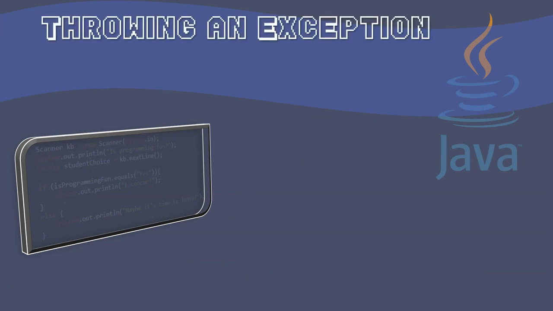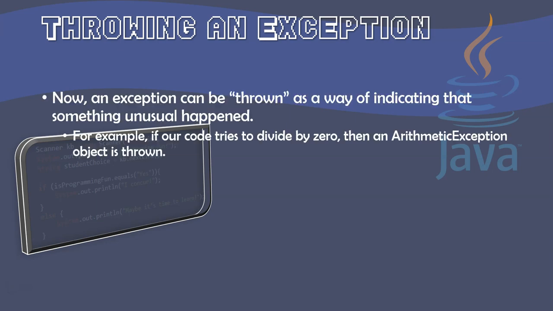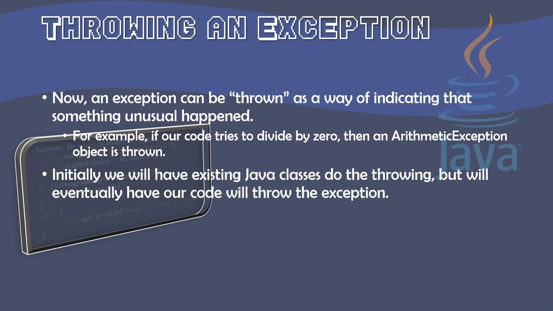Now, obviously, there come times when things don't go so well, so we start running into the throwing of exceptions. An exception can be thrown as a way of indicating that something unusual has happened. For example, if our code tries to divide by zero, an arithmetic exception gets thrown. Initially, we're going to use some of the built-in Java classes. In fact, we're going to use the arithmetic exception in our example today.